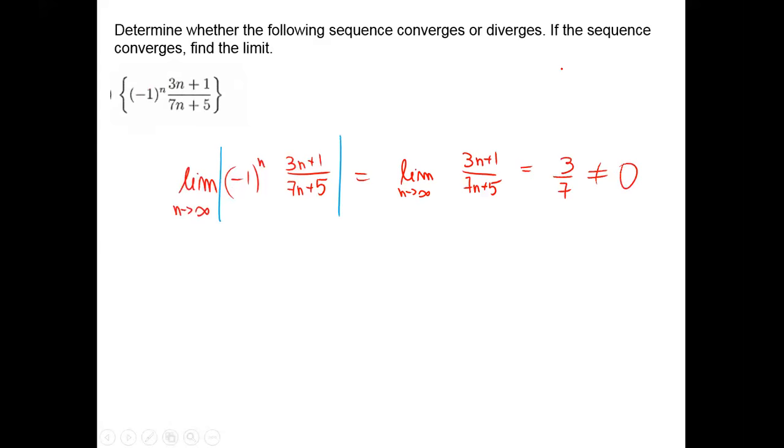So it's not 0, but we may also think that this sequence behaves at infinity like positive 3 over 7, negative 3 over 7, positive 3 over 7, negative 3 over 7. It's alternating between these two numbers. That means it's not going in one direction. This sequence diverges.